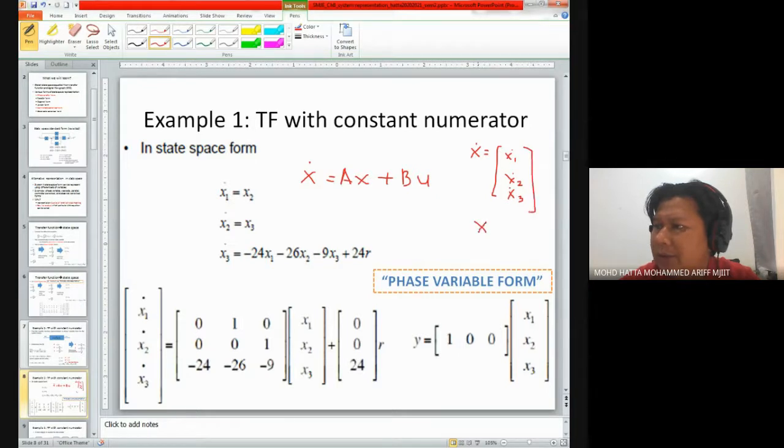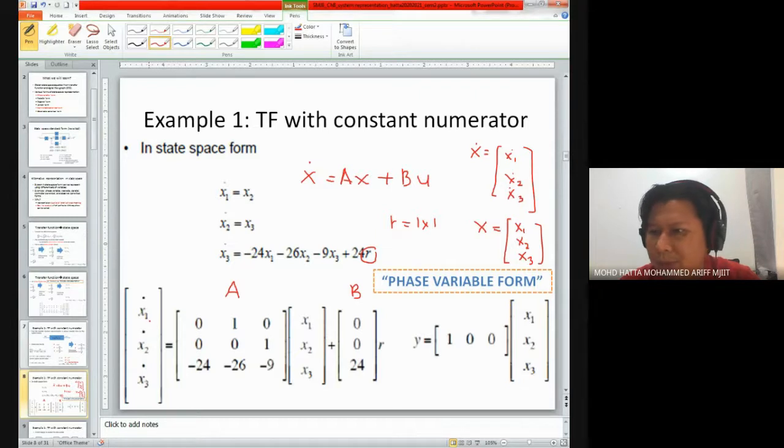X is also a column vector, which is our state vector. And this is our A, and of course this is our B. And in this case, this R is a 1 times 1 matrix. All right. Looking at these three equations, it's easier for us to set up this equation.